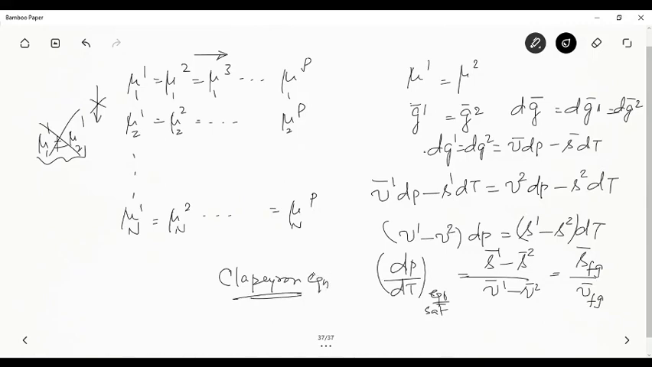Okay, so the Clapeyron equation basically tells you that dP/dT is equal to Sfg/Vfg. It simply comes from the equality of the chemical potentials of the vapor phase and the liquid phase when they are in equilibrium. So this is your equation. And the other thing that we need to understand from this constraint condition is what we call the Gibbs phase rule.